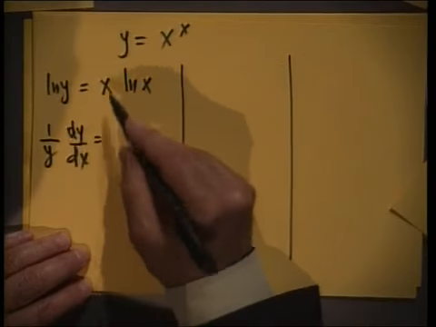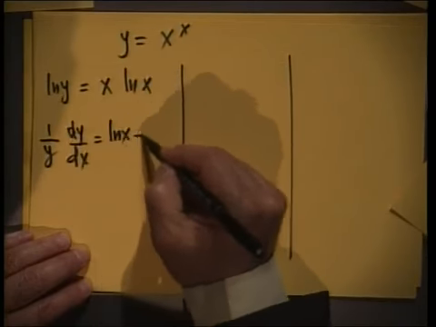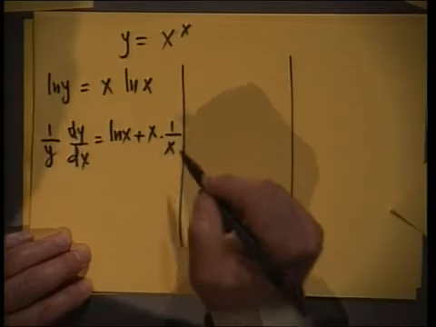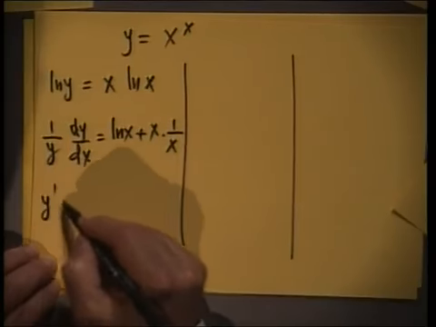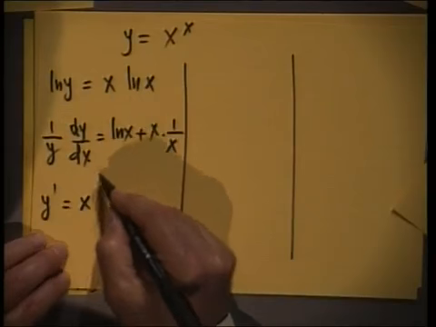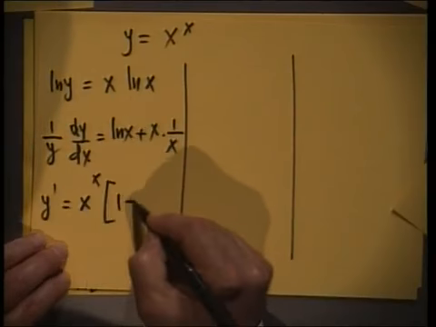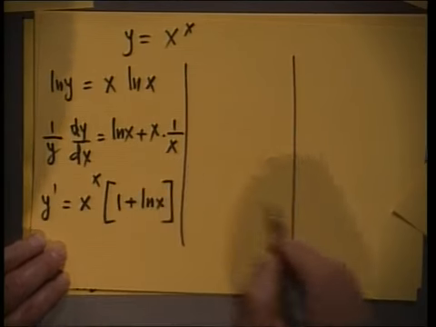The derivative of this, the first one's derivative times ln x plus x times the derivative of ln x, which is 1 over x, and you end up with what? y' is equal to y, which is x to the power x, times 1 plus logarithm x. This is one way of doing it.